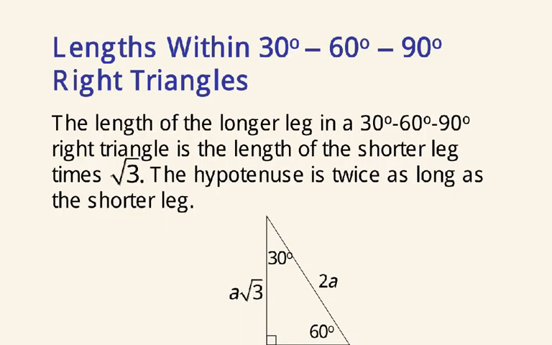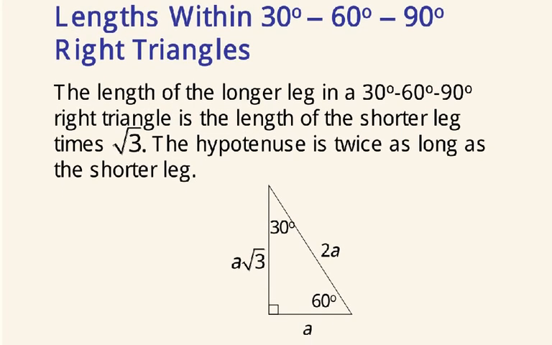Now 30, 60, 90 right triangles are another special one. And this will become also really special when you take trig. So it's kind of a fun triangle to work with. One side is A, the hypotenuse is 2A. And the other leg is A times the square root of 3. So the shorter leg times the square root of 3. So again, this is one that you're really going to have to memorize.